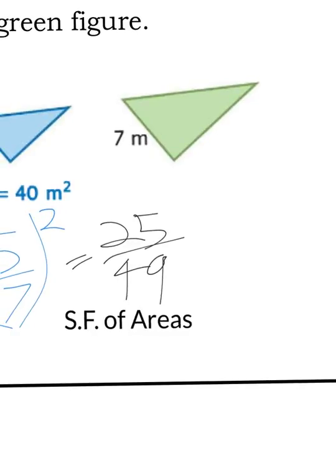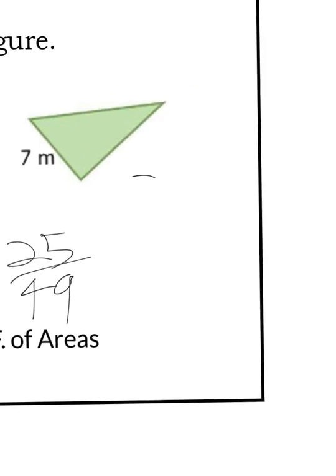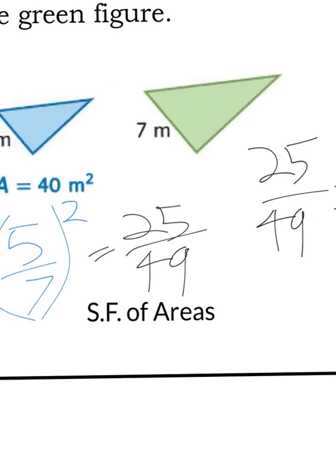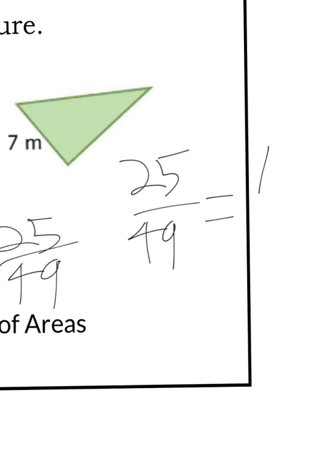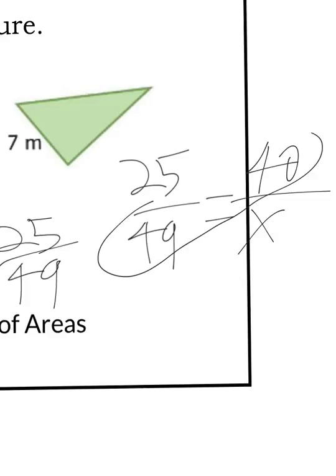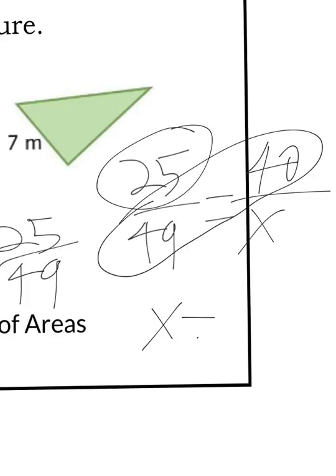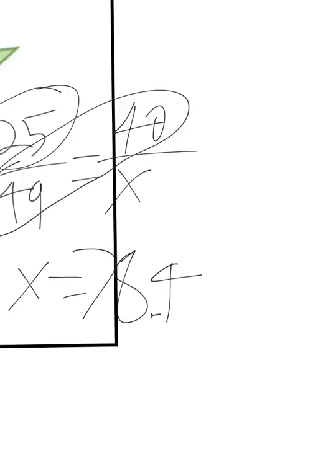So I can write 25 over 49 again if you want. It doesn't matter which one comes first; I know the last time I put it second. Equals 40 over, you don't know, 40 over x. If you cross multiply 49 and 40 and divide by 25, you get x is equal to 78.4. And since this is an area now, meters squared.